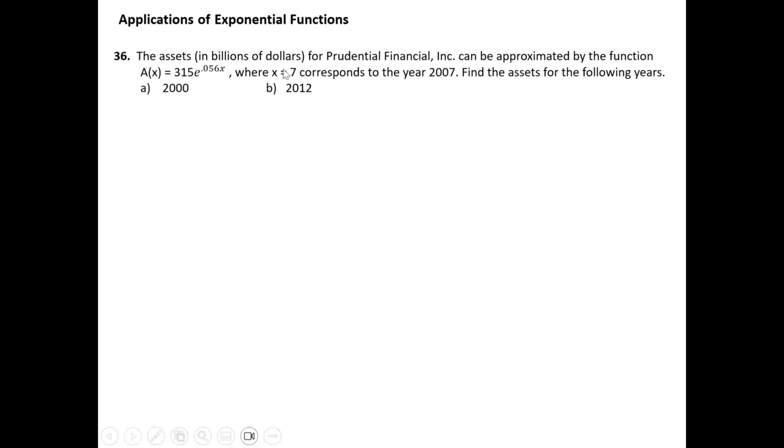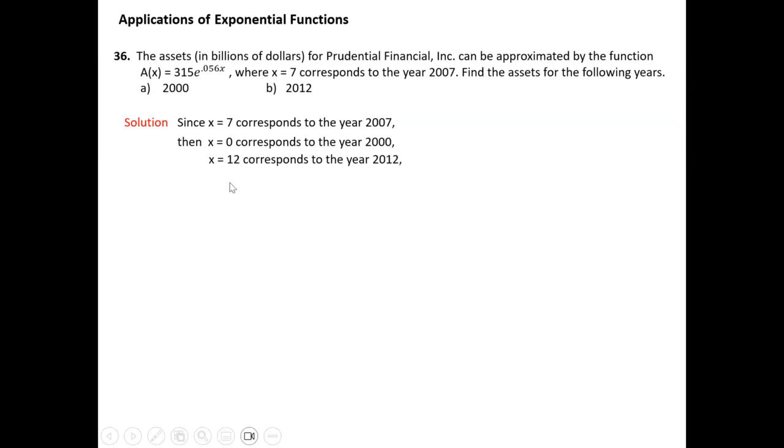So if x equals 7 corresponds to the year 2007, then the year 2000 corresponds to x equals 0, and the year 2012 corresponds to x equals 12. So in other words, we're going to evaluate the function A. We're going to plug in 0 for x. We're going to evaluate A of 0.